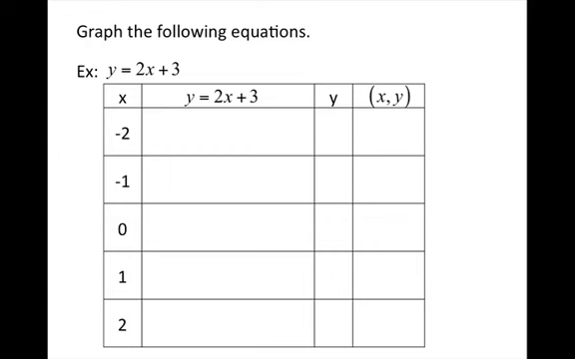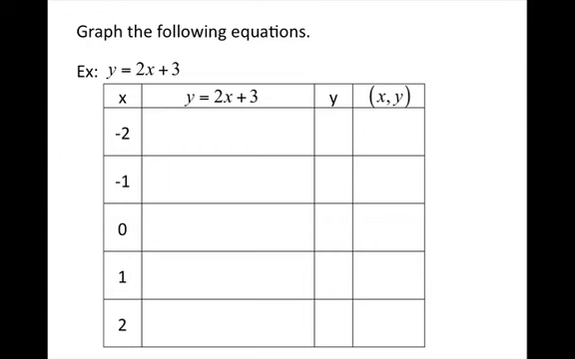If you don't know which values to start with, the best values to begin with are -2, -1, 0, 1, and 2. This gives you a couple of negative numbers, it gives you 0, and a couple of positive numbers. But you can pick any x values that you want.